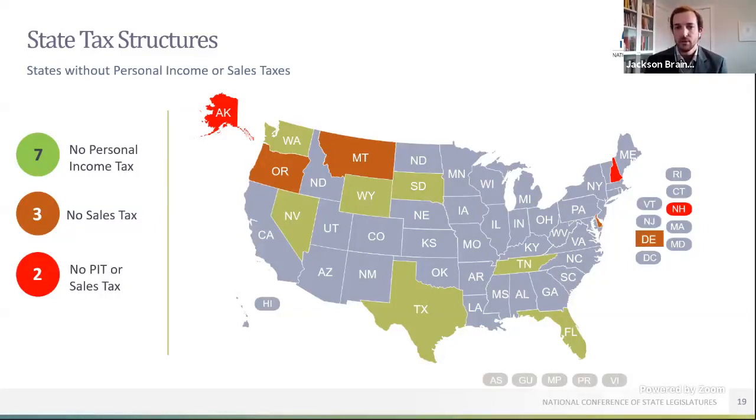Most states levy all of these, but 9 don't have a personal income tax, 5 do not have a sales tax, and 6 do not levy corporate income tax.